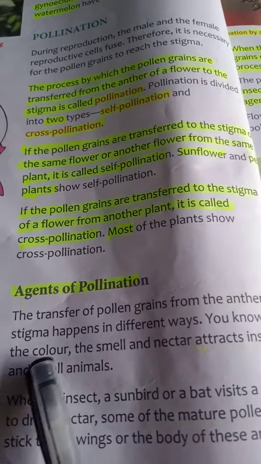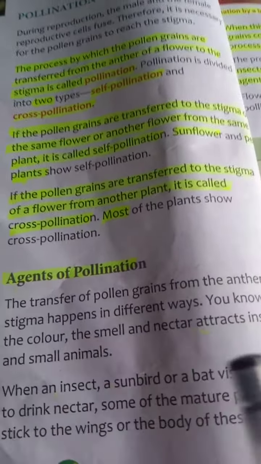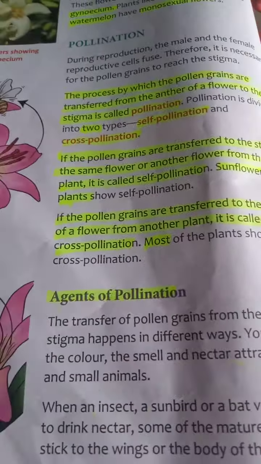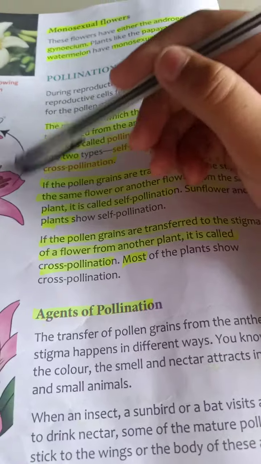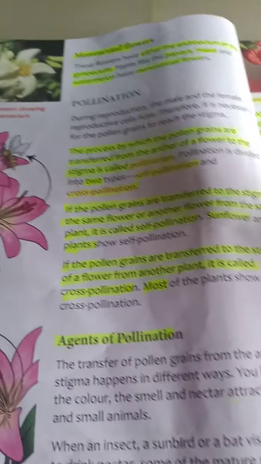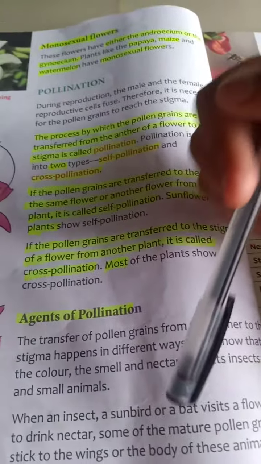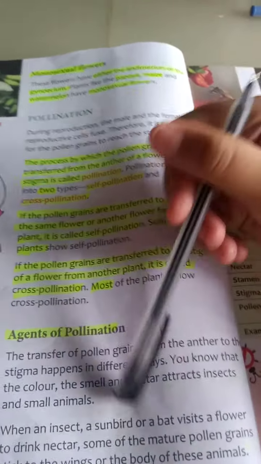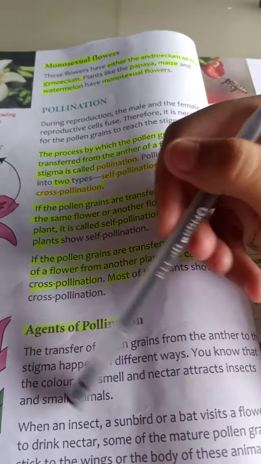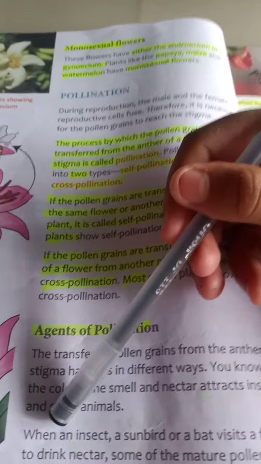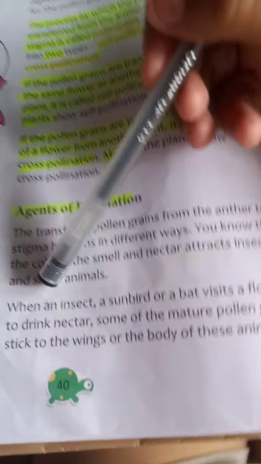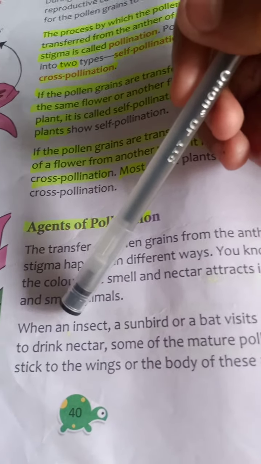You know that the color, the smell and nectar attracts insects and small animals. It means the petals are the most colorful part of the flower. The petal and the nectar attracts insects and small animals. We discussed about nectar and petal in the part 1. I hope you all remember it and know it.